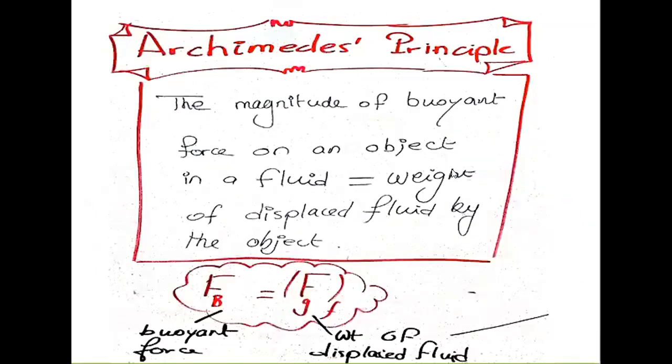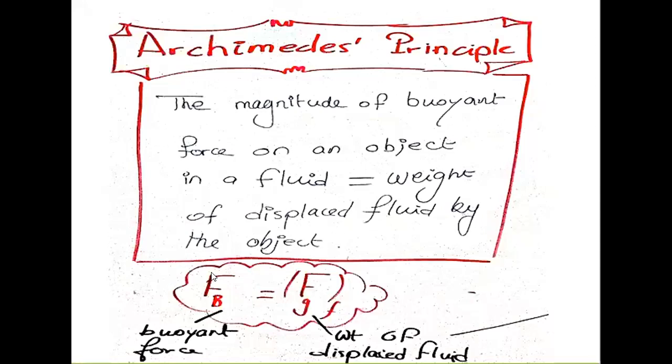So memorize this statement like your name. Buoyant force equals weight of displaced fluid. Buoyant force equals the weight of displaced fluid by the object when you put the object. Okay, so let's read the complete statement of Archimedes. He said that the magnitude of buoyant force on an object in fluid equals the weight of displaced fluid by the object.